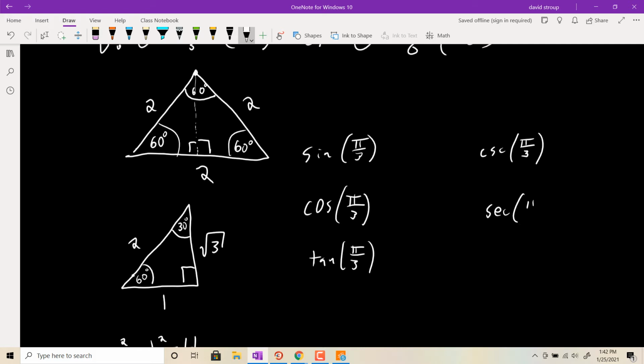Secant. And then, what do we need? Cotan. And you can probably do these on your own. You don't need me to do them, but I want to do them anyways, just for the sake of it.